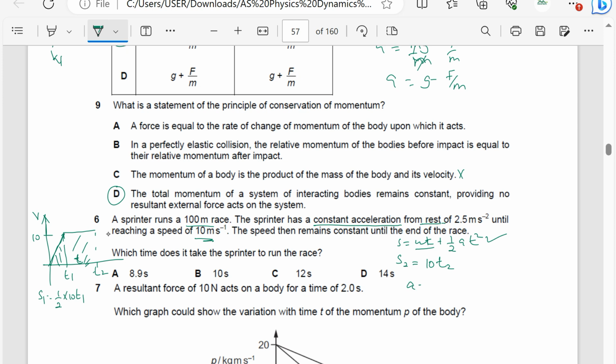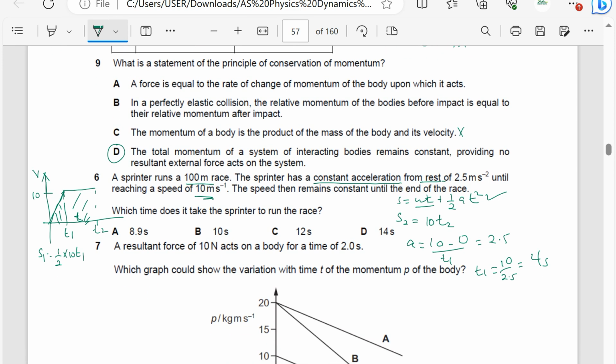We know that acceleration is equal to 10 minus 0, since it started from rest, divided by the time t1. If I use v is equal to u plus at, the acceleration, remember, is 2.5. So it means I get t1 as 10 divided by 2.5, which is going to be equal to 4 seconds. So the time t1 is 4 seconds.